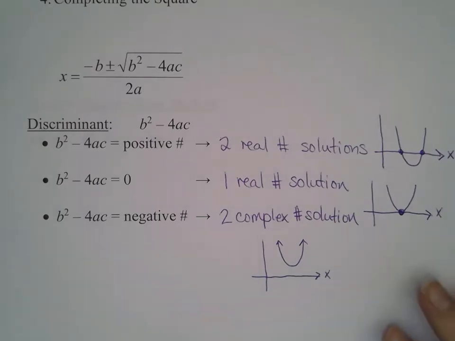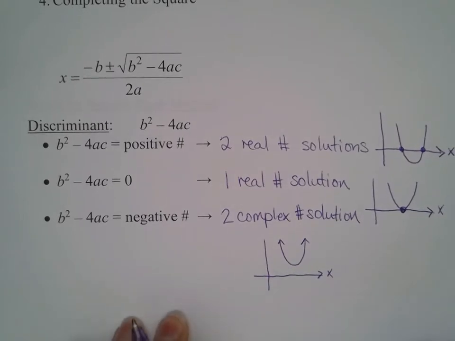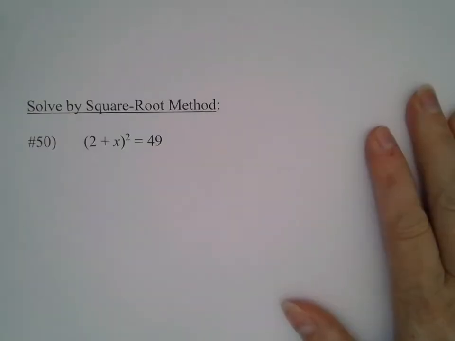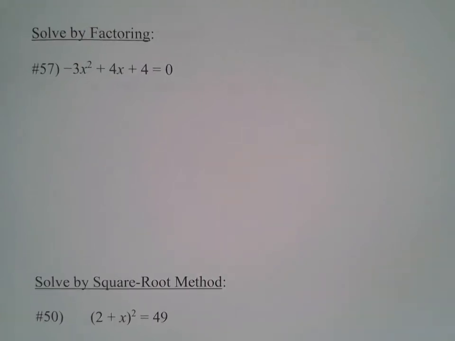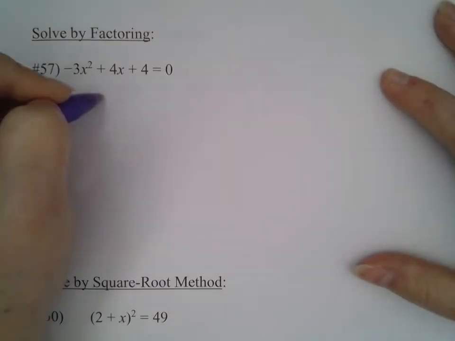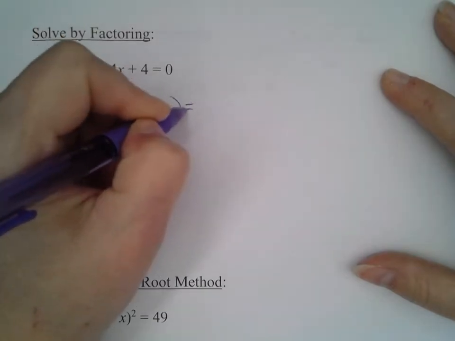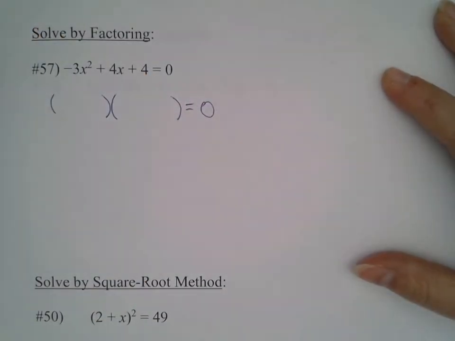All right, so let's look at some examples of quadratic equations. Start with factoring. I just took some problems out of your book to use as practice here. This is number 57. We want to solve by factoring. So we're going to factor this. I'm just going to use the trial and error method. If you'd rather use the AC method, that would work here also. The trial and error method is like taking FOIL and going backwards.